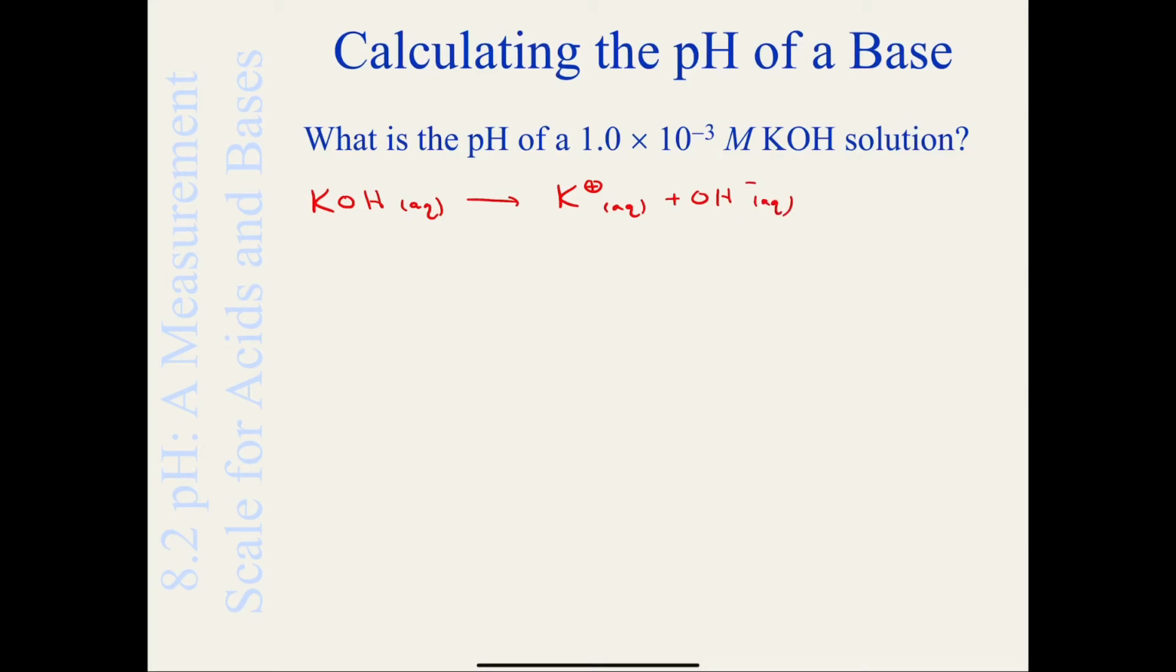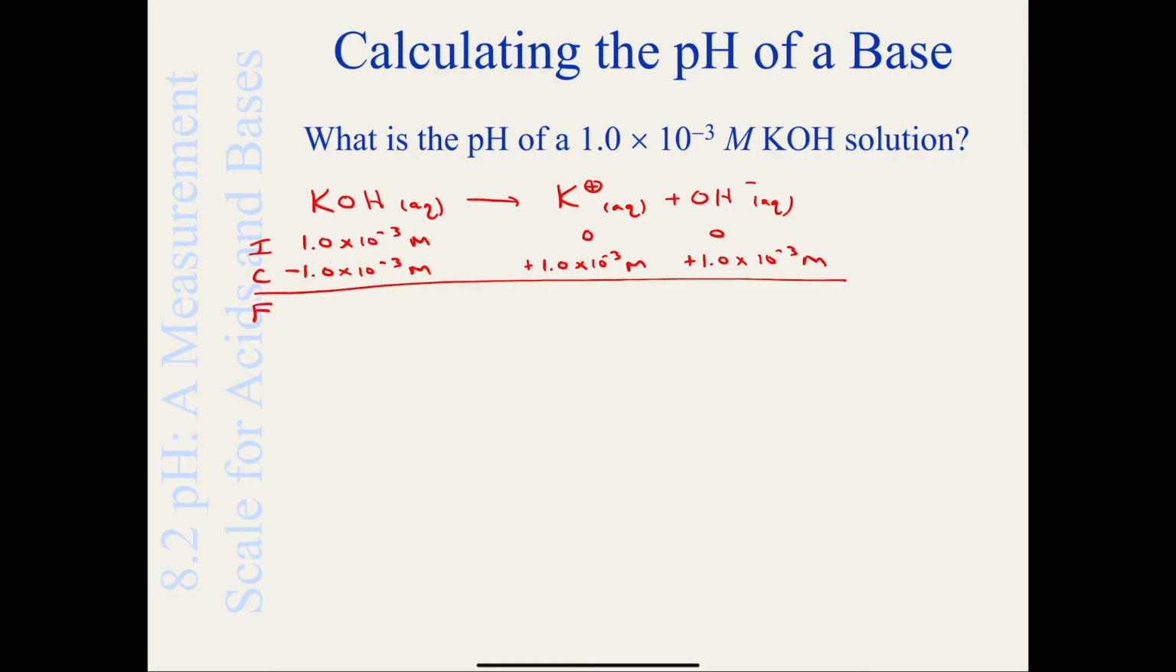Now what information can we get from this complete dissociation? Well, if initially I start out with 1.0 times 10 to the minus 3 molar potassium hydroxide, what's going to happen is that when it dissociates, I'm not going to be left with any potassium hydroxide left over. So I'm going to lose all of my potassium hydroxide via dissociation, and I'm going to gain 1.0 times 10 to the minus 3 molar potassium ions and 1.0 times 10 to the minus 3 molar hydroxide ions.